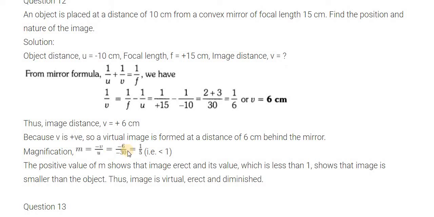It's a 10. Here some mistake is there. So 6 by 10. So we get the answer 0.6. So 0.6 is less than 1. So the positive value of m shows that the image is erect, and its value, which is less than 1, shows that it is smaller than the object. Thus the image is virtual, erect, and diminished.